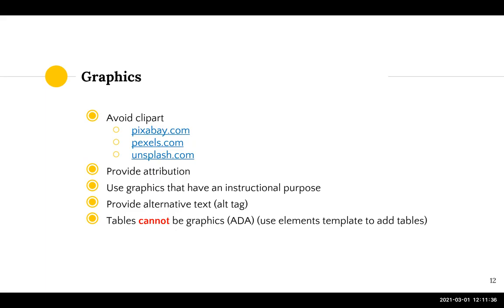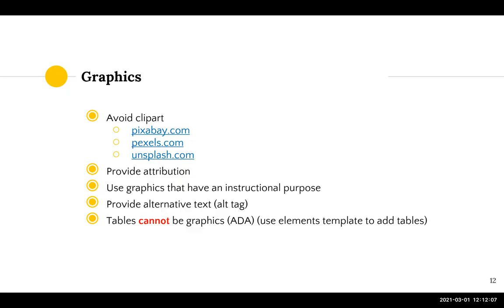Try to avoid using graphics that don't have an instructional purpose. Research shows that decorative graphics actually can have a detrimental effect on student learning due to extraneous cognitive load. So make sure that any picture or graphic that you do include is serving a good purpose. And you must provide alternative text for all images. This ensures that students using screen readers will get the content and purpose of the image.